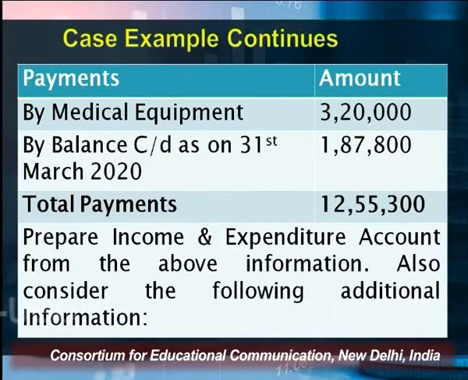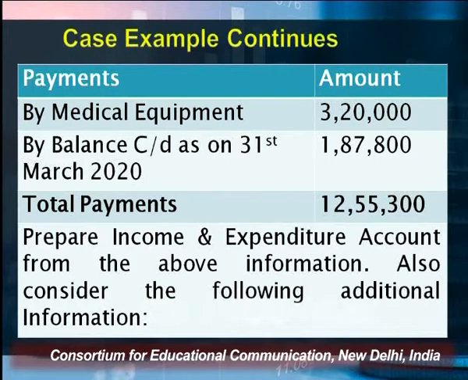1,87,800. Because this is the balance given in the receipt and payment account. So the total of the payment side of course is and should be equal to the receipts. So 12,55,300. So it says prepare income and expenditure account from the above information.